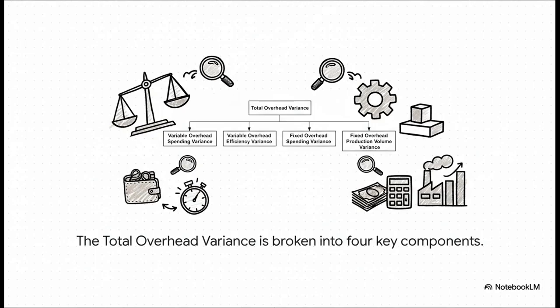And here they are, our lineup of suspects. You see, the total overhead variance is split into two main gangs. You got variable overhead and you got fixed overhead. Each of those has two key players. In the variable camp, we're dealing with spending and efficiency. And over in the fixed camp, we have spending and production volume. All right, time to bring them into the interrogation room.